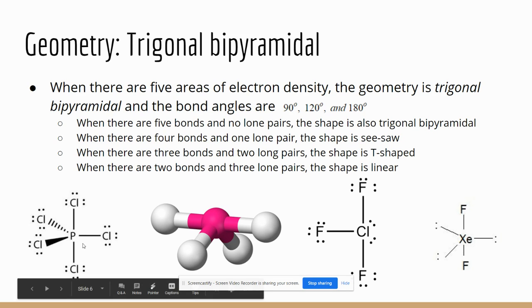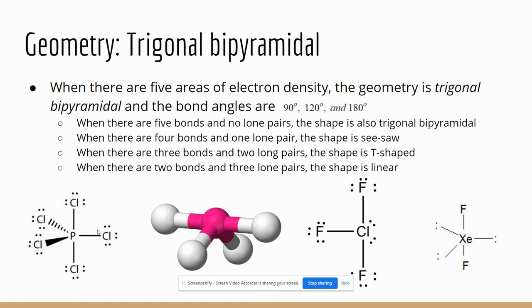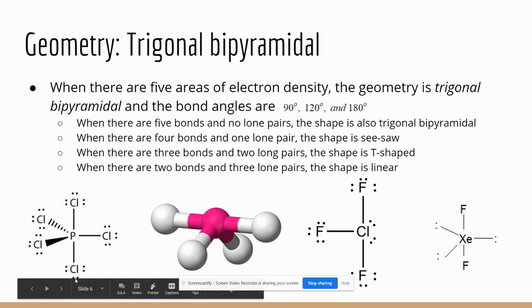So these three chlorines are all 120 from one another. This chlorine is 90 degrees from all of these 3. This chlorine is 90 degrees from all of these 3. And then this chlorine and this chlorine are 180 degrees from one another.